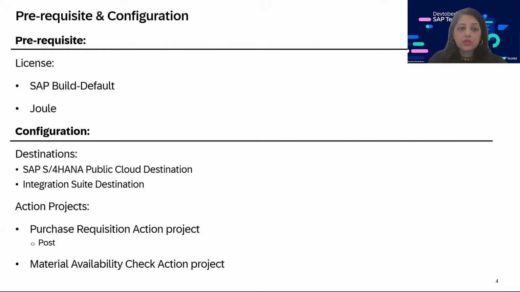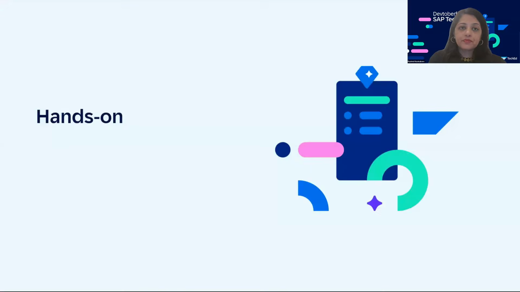Action projects are also used for connecting to the backend systems. Here, the Purchase Requisition action project is used. Also, the Material Availability Check action project is used, which will connect to the Integration Suite. Let's move to the hands-on session.